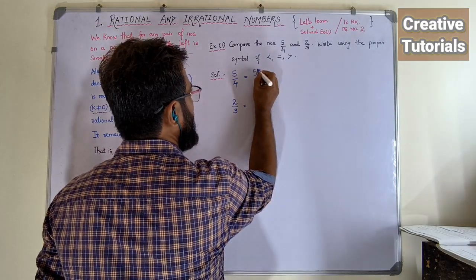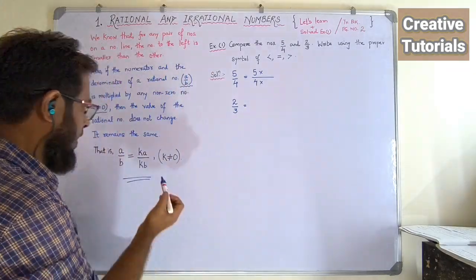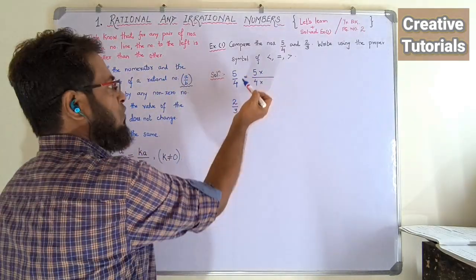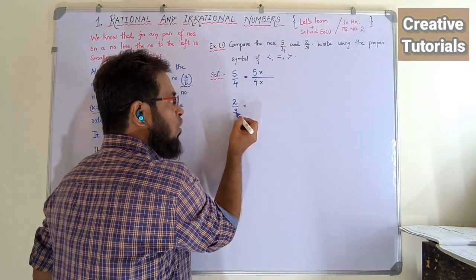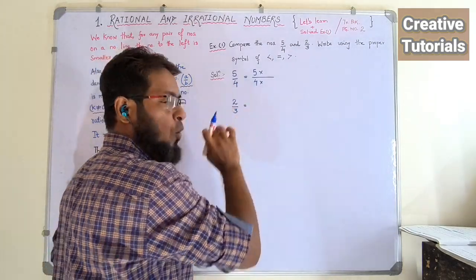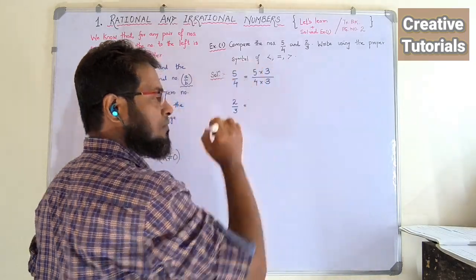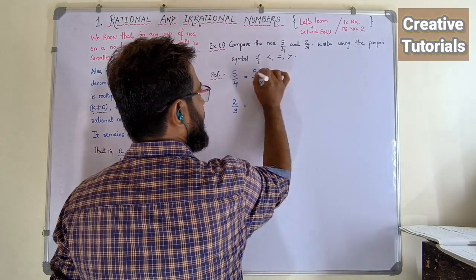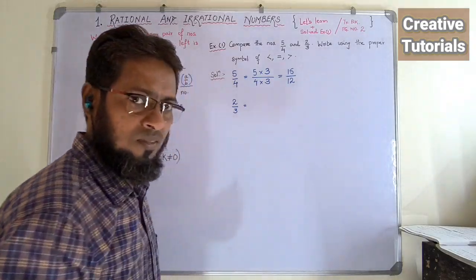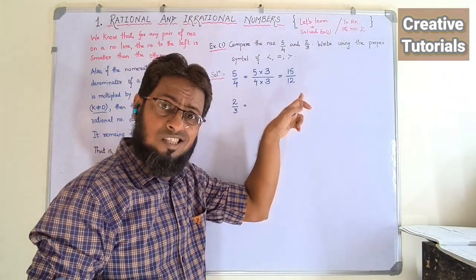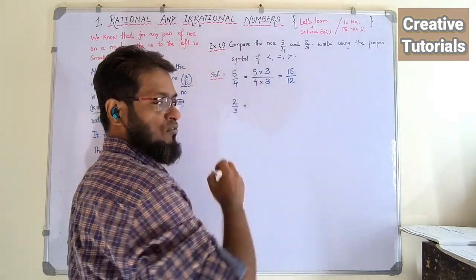This 5 upon 4 I will write as it is, and I need something to multiply over here. Like how we multiplied k on this side, the same thing we are going to do on this side as well. So I will take the denominator of my second fraction. My second fraction is 2 upon 3, so the denominator is 3. I will take this 3 and put it here. So this will give me 5 3s are 15 upon 4 3s are 12. So my 15 upon 12 is equivalent to 5 upon 4.